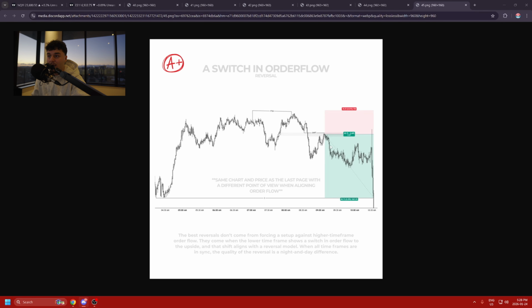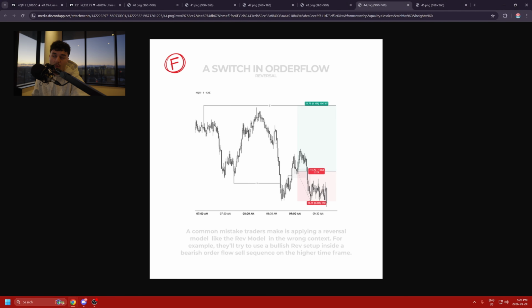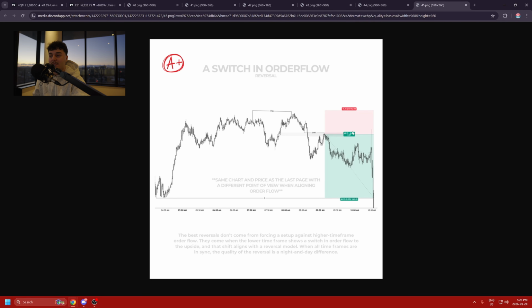Same chart, same everything. Your previous reversal model here did not play out, which is fine, but this one did. Why? Because this one follows your order flow sequence. So you had a fair value gap, your change in order flow, and this is an ideal reversal model for the lows, right? The best reversals don't come from forcing a setup against higher time frame order flow. They come when the lower time frame shows a switch in order flow to the upside, and that shift indicates a reversal. So when all time frames are in sync, the quality of the reversal will be night and day difference. Of course, a switch in order flow.